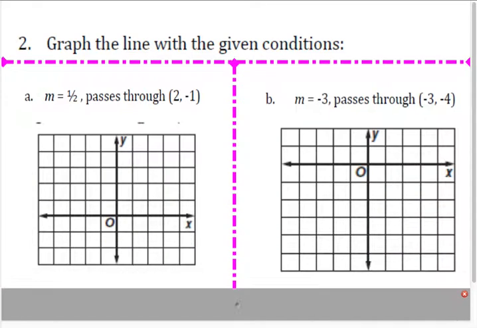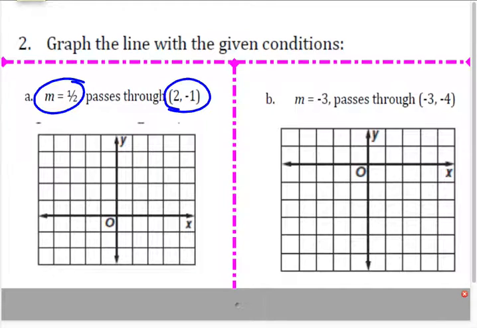Okay, graphing some lines. Some students struggle with this. This should be pretty easy. This is no different than graphing it when it's in slope-intercept form. You're given a y-intercept and a slope, you can graph. Here we're given a point and the slope, and you can graph this just as easily.